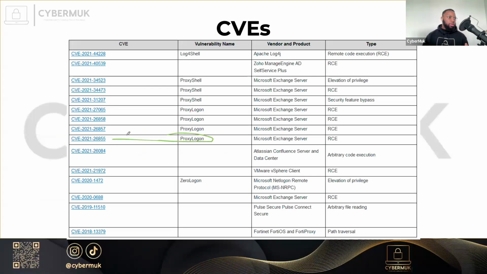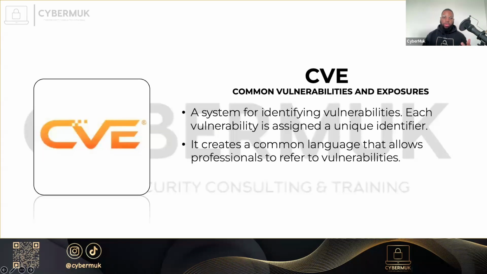For example, you know that the vendor is Microsoft Exchange Server, and you know the type, and then if you click on this, you can have more detail on that vulnerability. So CVE is like a reference to tell you what exactly the vulnerability is.